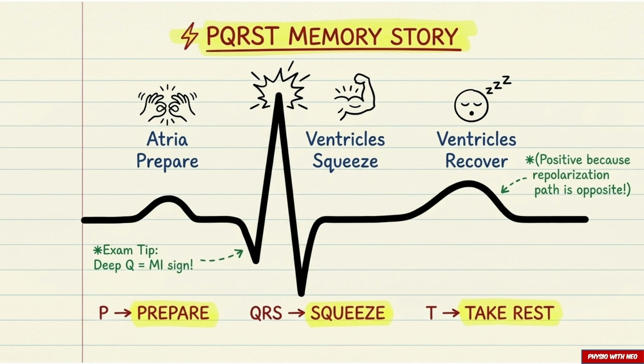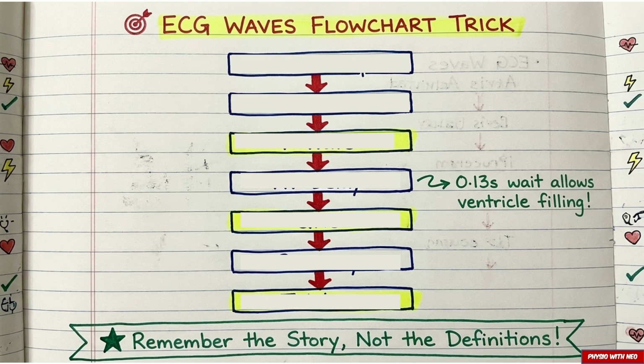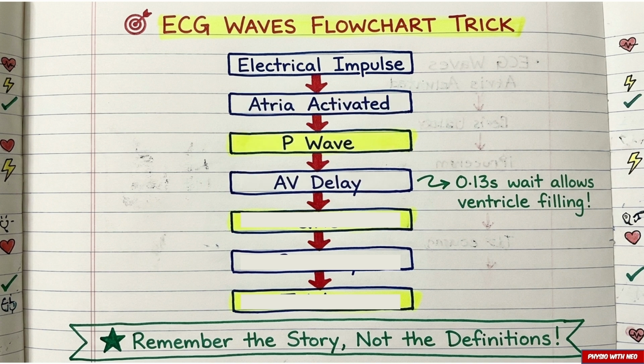Now let's connect these waves into one continuous journey. Now imagine the electricity traveling through the heart. First, the electrical impulse begins. The atria become activated. That's your P wave. Then comes a small pause at the AV node. That's why we have the PR interval. This 0.13-second wait allows ventricular filling. Next, the ventricles depolarize, that's the QRS complex. And finally, the ventricles recover, that is the T wave. Instead of separate facts, think of it as one journey. Impulse, atria, pause, ventricles, and recovery. Remember this story, not the definitions.